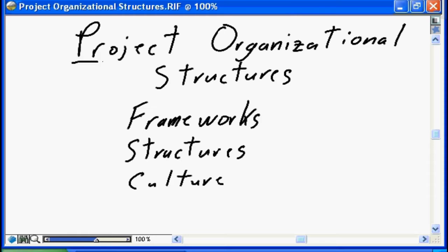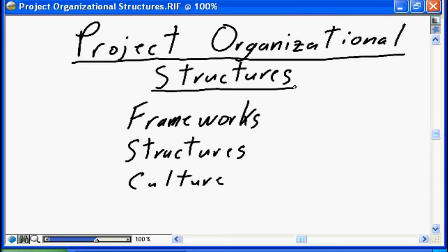In order to be able to successfully deliver a project in a company, you need to know the overall project organizational structures and the overall company's organizational structures. You need to know the framework within which the project will be delivered. What is the project's organization? Who do you report to? Who does your business sponsor report to?